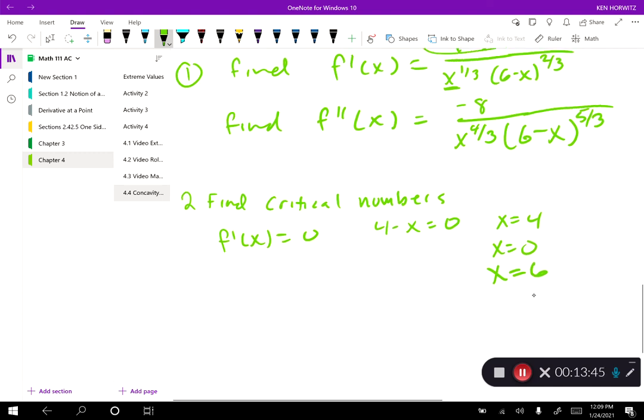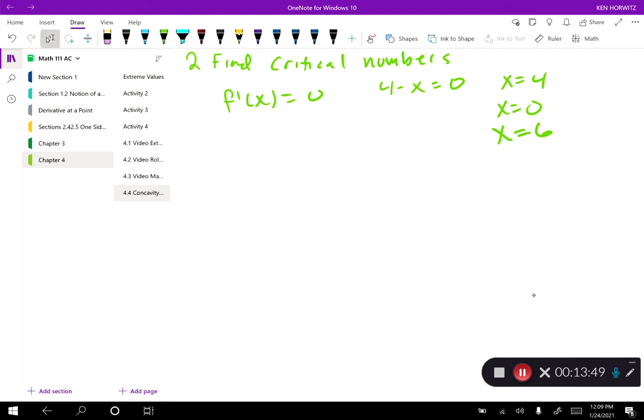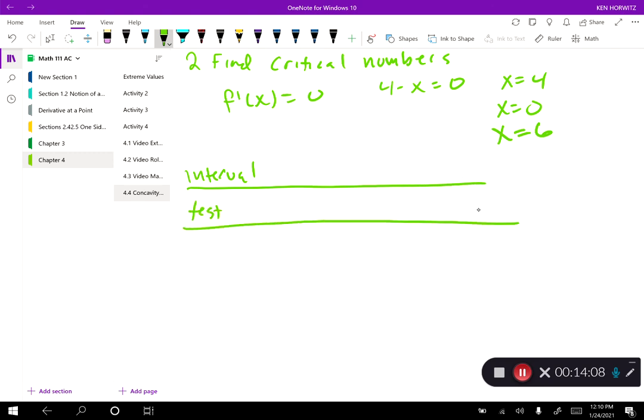Now, a lot of textbooks have you try to find everything at once. I think it's just too much. So I'm going to continue with the first derivative test until I finish, and then I'm going to go to the next one. So I have interval, test, sign, conclusion.